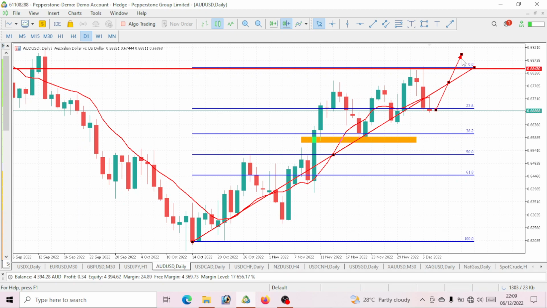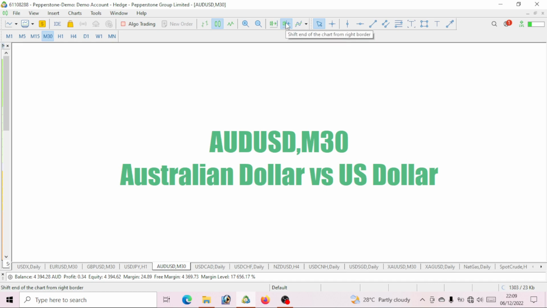So I would be expecting a bullish move on AUD, right? Coupled with the fact that this price has dropped to my 23.6 Fibonacci retracement level, I would want this price to push up from here. But before I actually go long, I would want to wait for confirmation by going to the 30 minutes time frame, right? What we just have to do is go to the 30 minutes time frame.